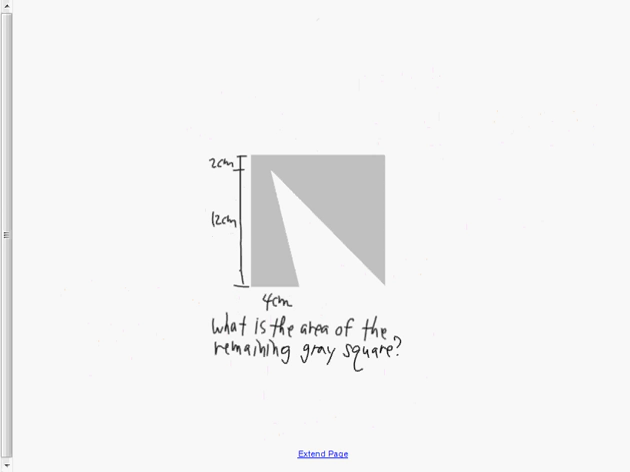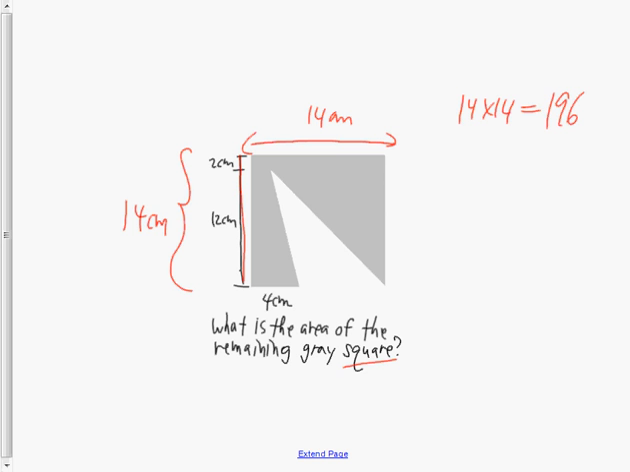And your last question said, what's the area of the remaining gray square? So it says square again, which we know means that all sides are equal. And clearly it says from here to here is 12, and from here to here is 2, which means the whole length of that square is 14 centimeters. So this is also 14 centimeters, which means the area of the gray square with nothing cut out would be 14 times 14, which is 196 centimeters squared.